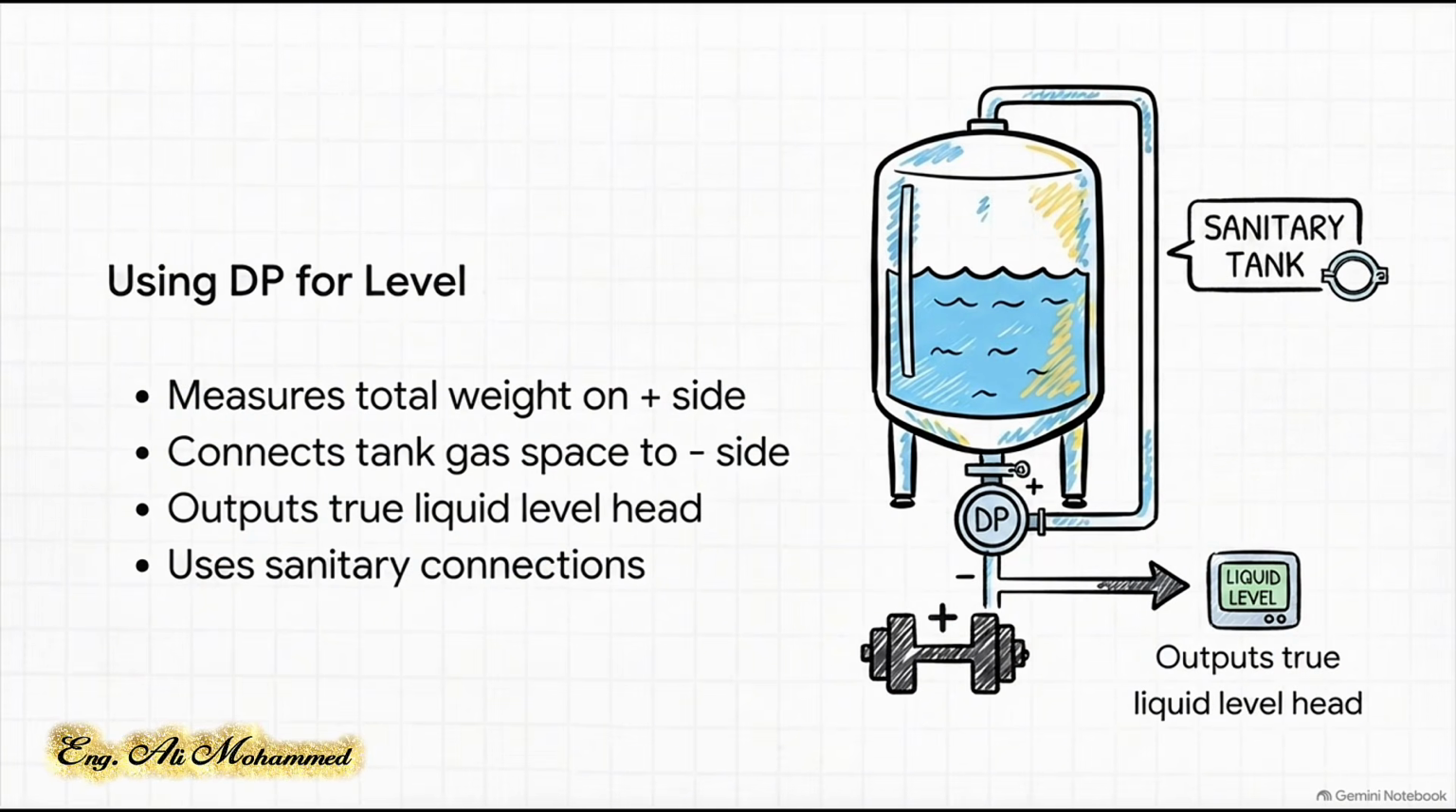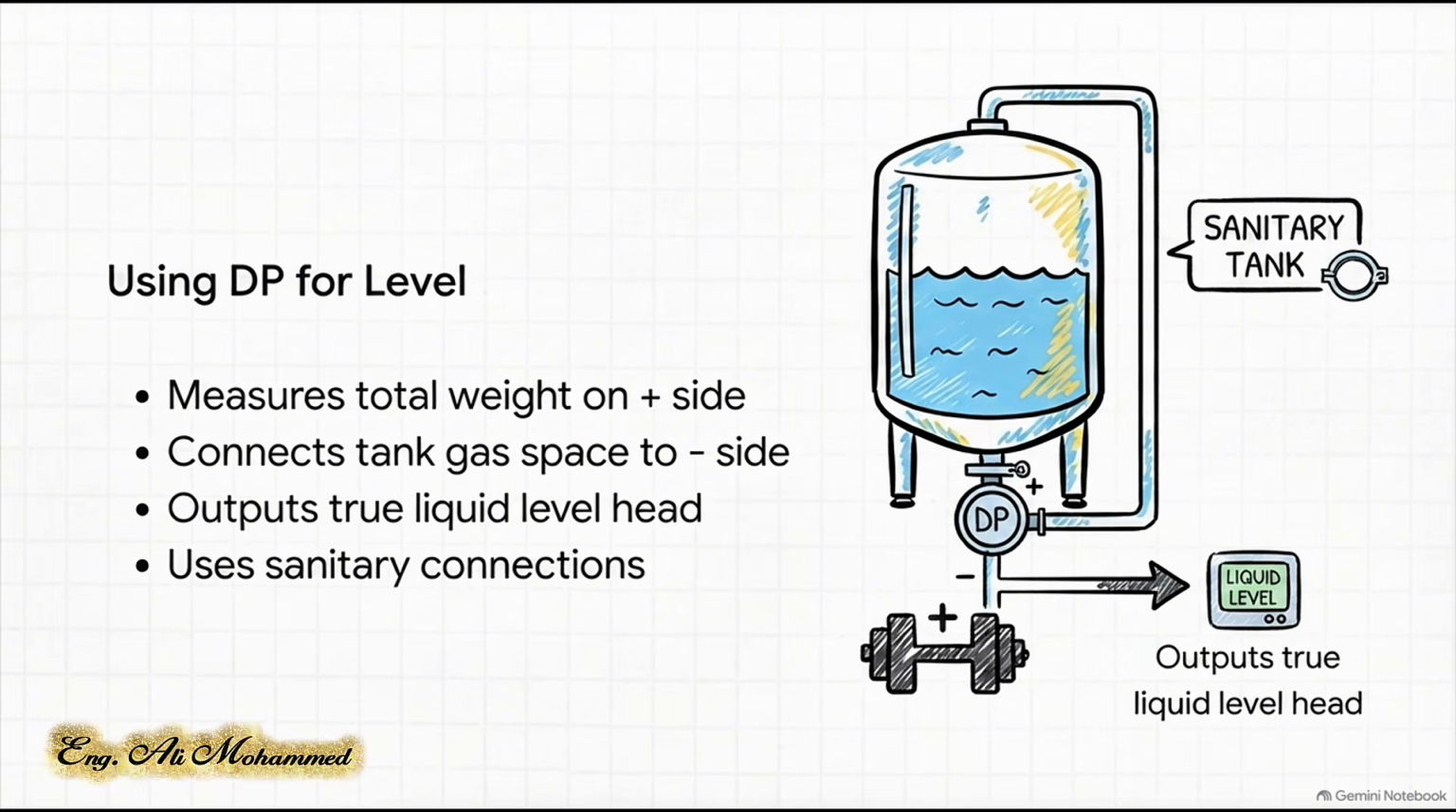But here's a really cool trick. How do we actually measure the level inside a highly pressurized, completely sealed tank where we can't just look inside? Well, we actually borrow a tool from our pressure section. We use a differential pressure transmitter, like the hygienic Pondus PT60 Type T.